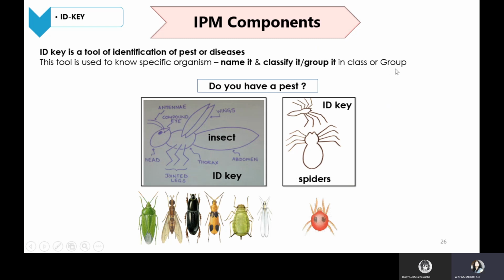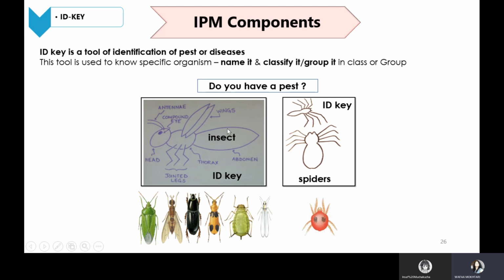In this way, you know your disease, you know your pest, and at this time, if you know your pest, you know what kind of treatment you will apply. Let's see, for example, the insect. If you have a pest, you should ask a question. If I have an insect or I have, for example, a spider, because they are not the same.